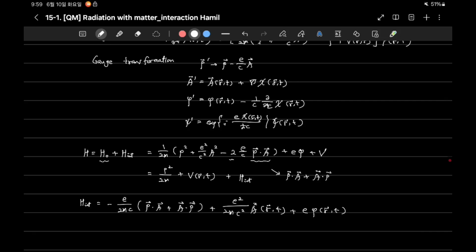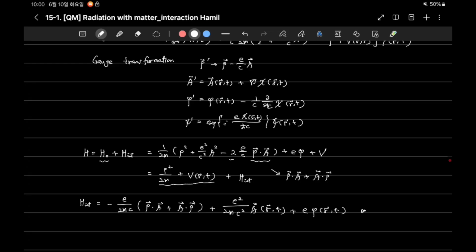This interacting Hamiltonian is important because in perturbation theory, H0 is something we already know. For example, the hydrogen problem is solved exactly. The interacting Hamiltonian is what we should calculate, and it can be dealt with by perturbation theory.